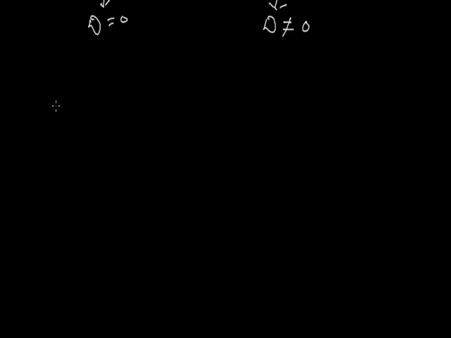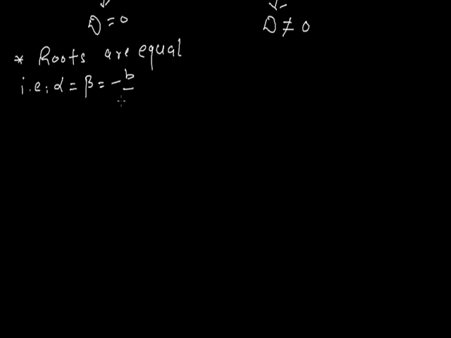When the value of the discriminant D equal to 0, then the roots are equal, that is alpha equal to beta equal to minus b by 2a. And when the discriminant is not equal to 0, then there are two conditions.